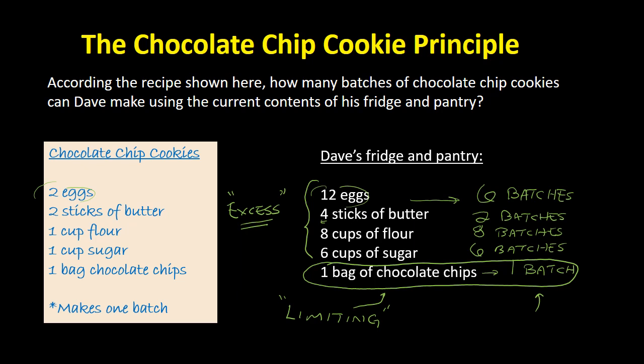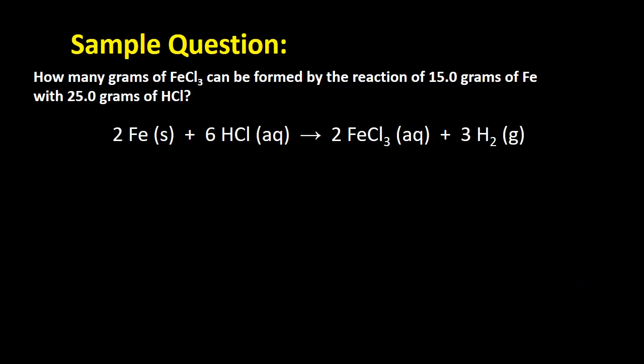So the idea is, in this case, there are 5 different ingredients. Usually, we'll just have 2 or 3 ingredients in a chemical reaction. The idea is you just look for whichever one runs out first. That one is said to be limiting, and that's going to determine the total amount of product that you can make. Okay, so let's go ahead and apply that to a chemistry problem.